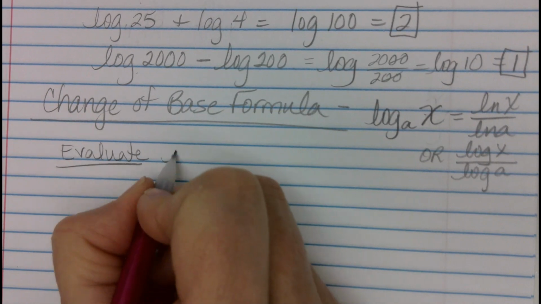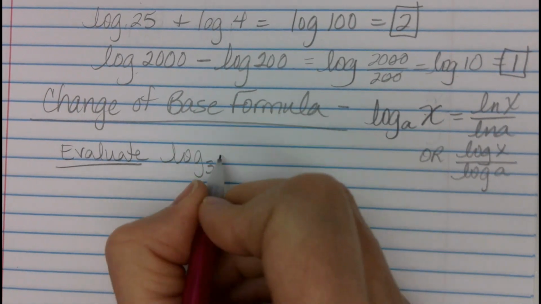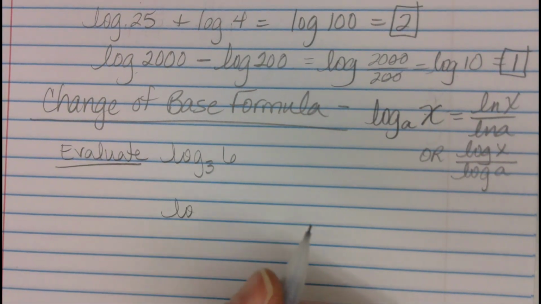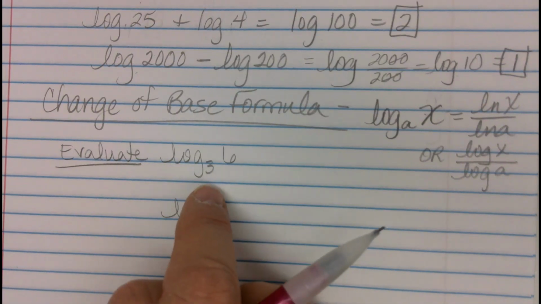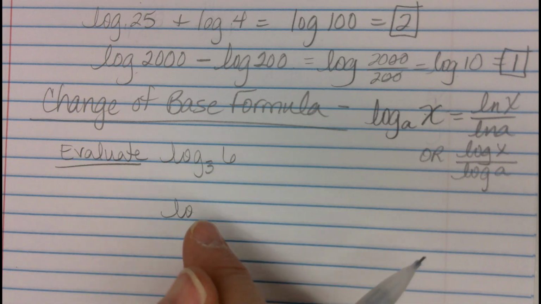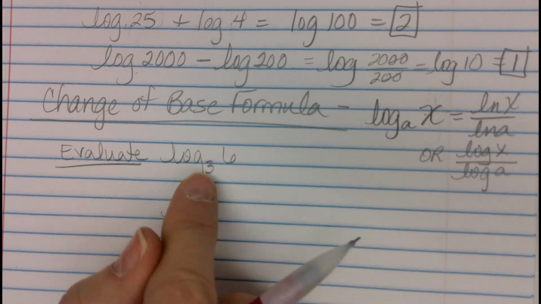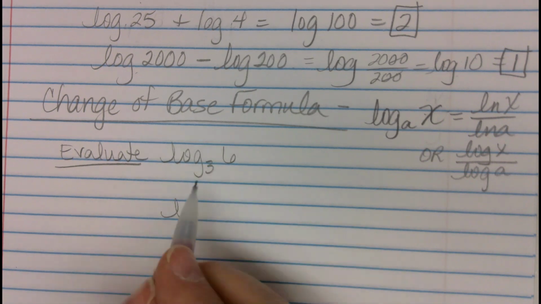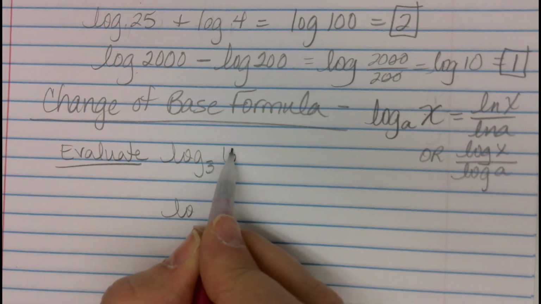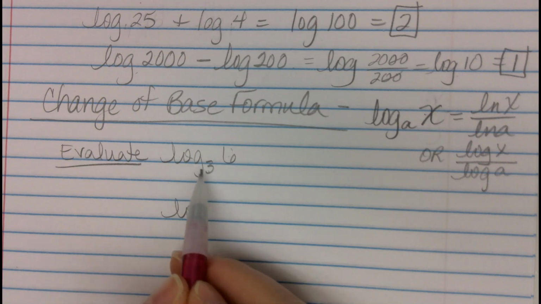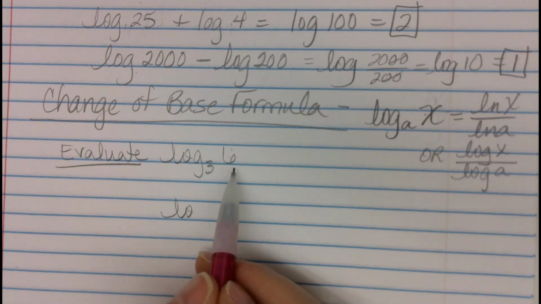So if I ask you to evaluate log base 3 of 6, I don't know what that is. I could tell you a general guess. 1.5 is a decent guess. I might go 1.6. Why do we know it's between 1 and 2? Because log base 3 of 3 is 1. Log base 3 of 9 is 2. 3 squared is 9, right? So we know it's somewhere between 1 and 2.